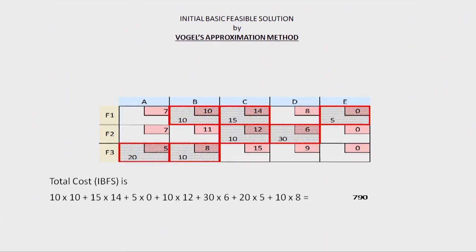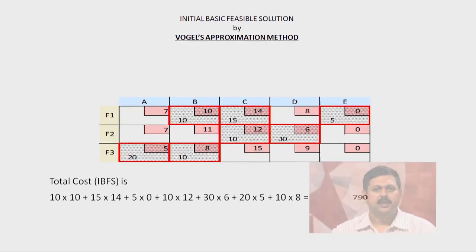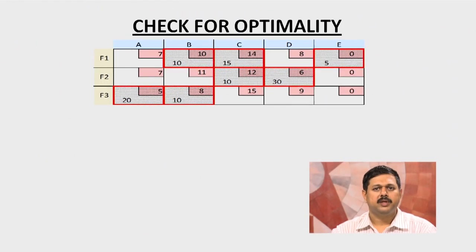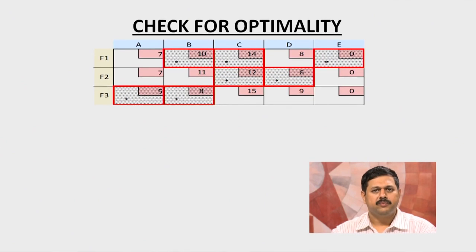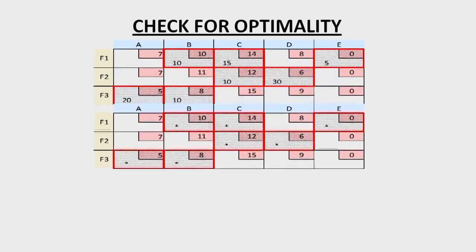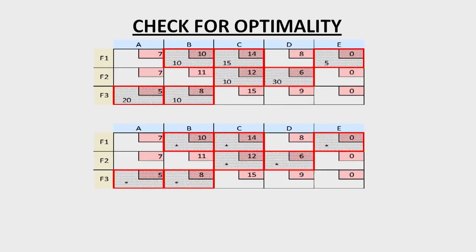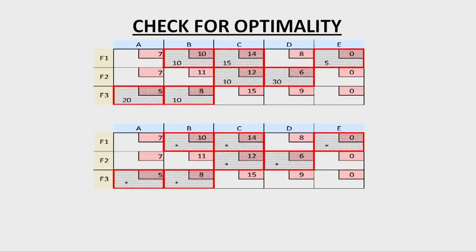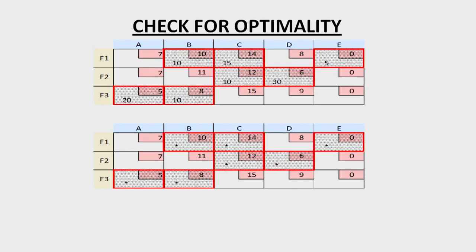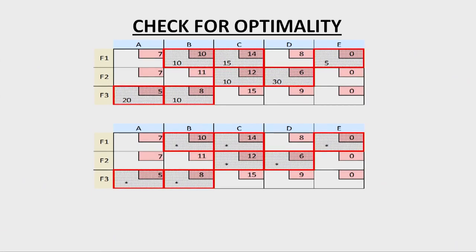We do not know whether rupees 790 is the optimum cost of transportation for the given problem. Now, we shall verify that. We consider a new table by replacing all the occupied cells by star. Also, we find that the number of occupied cells is 7, which is the same as the number of rows 3 plus the number of columns 5 minus 1. Therefore, we can check for the optimality.